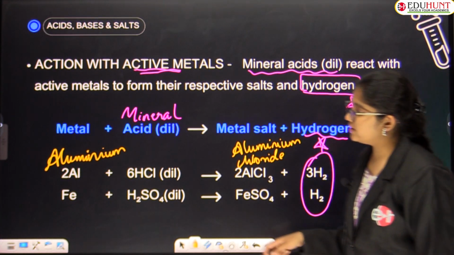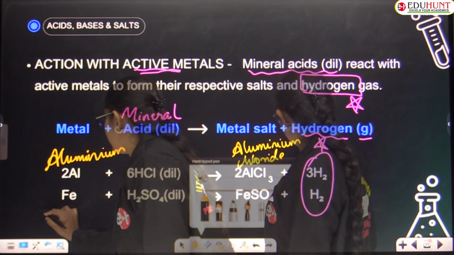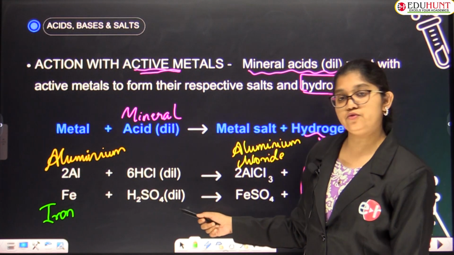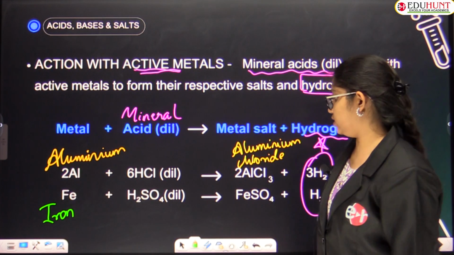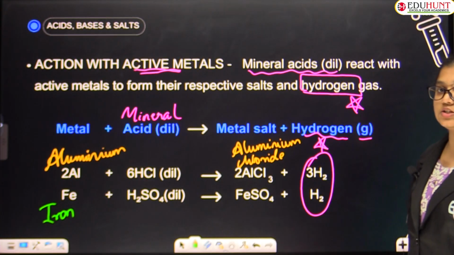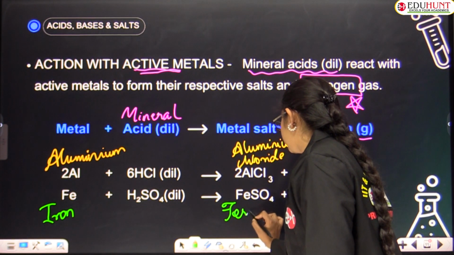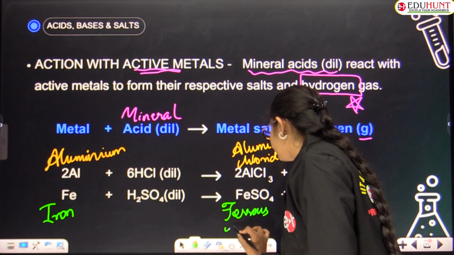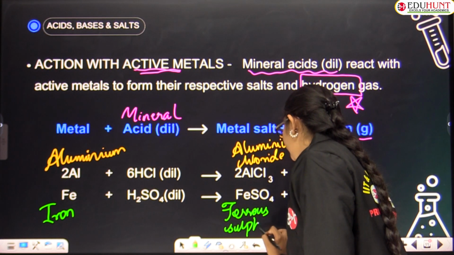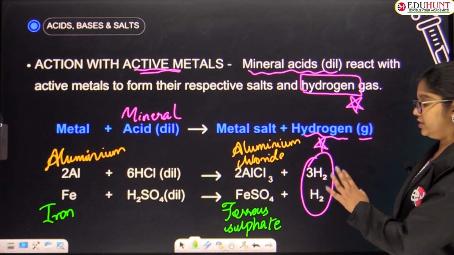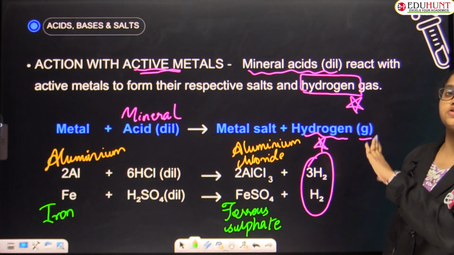And here, Fe means iron, plus H2SO4. What is H2SO4? Sulfuric acid, which gives rise to FeSO4. What is FeSO4? It is ferrous sulfate, plus hydrogen gas. These two are the examples of action with active metals.